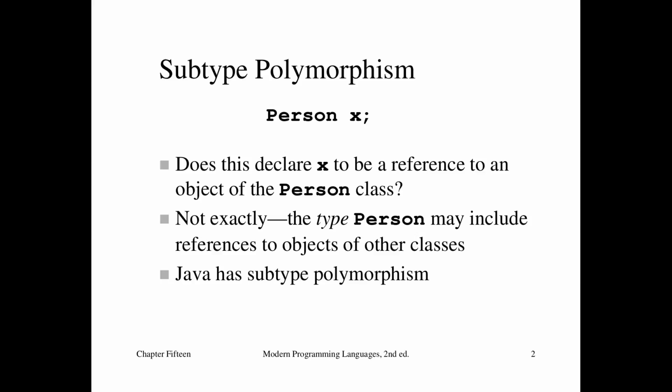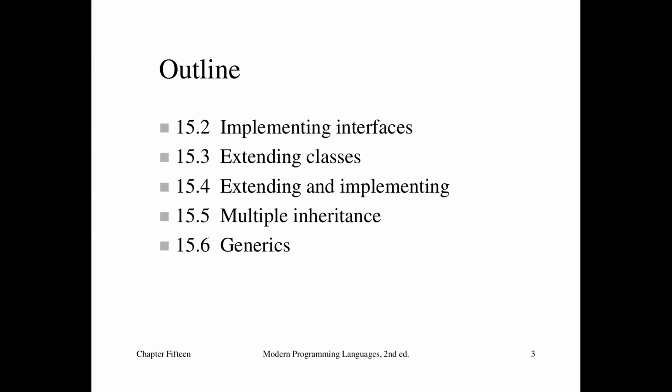Because person itself can possibly be references to many other objects of many other classes, right? So x is not only a reference to that, but it's a reference to all the things that person itself can reference. Person can also be many other things, including all the subclasses of type person. That's what x can be. And so we know that Java has subtype polymorphism.